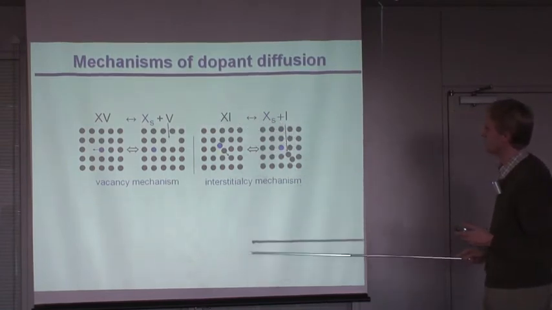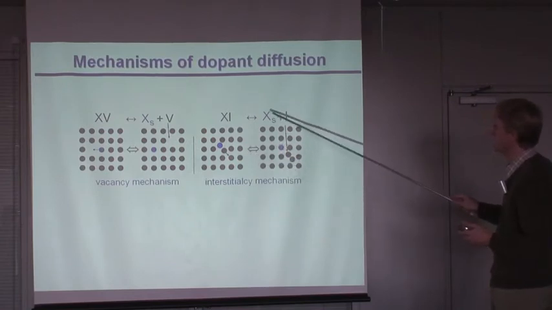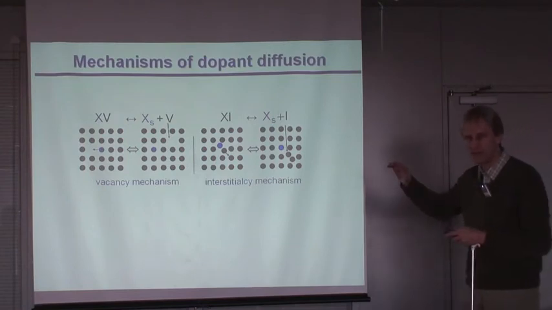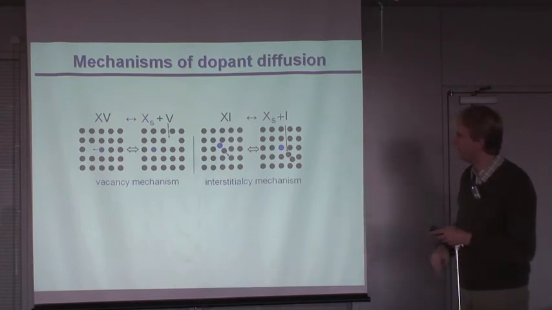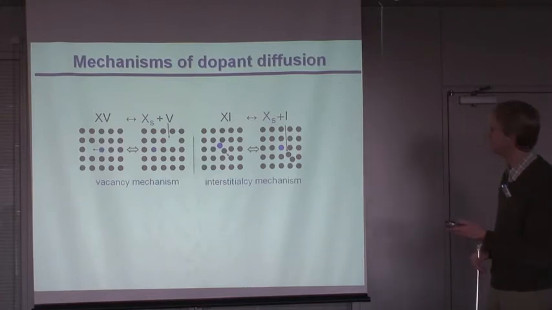Or the interstitial C mechanism, you have a dopant interstitial pair. And if this dissociates, you end up with these two isolated defects. There are, of course, other mechanisms also operative, but these are the most important ones.